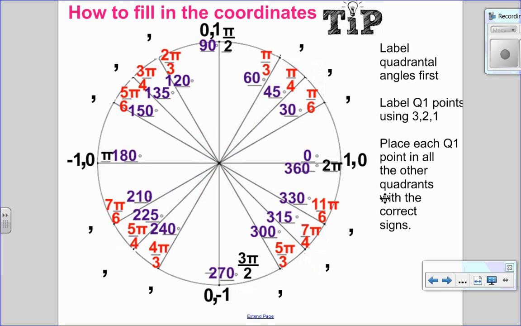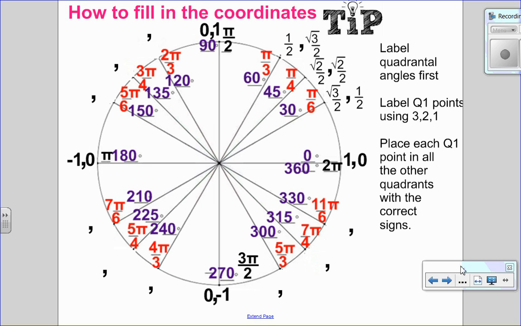Now we're going to label our quadrant one points using 3, 2, 1. So look at my x coordinate. See how it's a 1 and it goes down to be a 0? I'm starting big to small. So big to small, I label it as 3, 2, 1. And then if you look at your y coordinate, it's 0 going up to 1. So 1 down to 0, I'm going big to small, so I label that as 3, 2, 1.